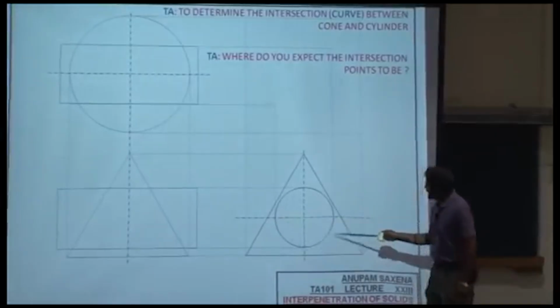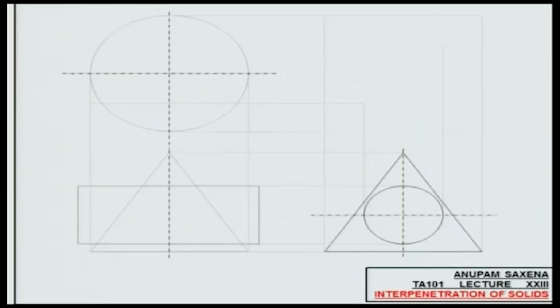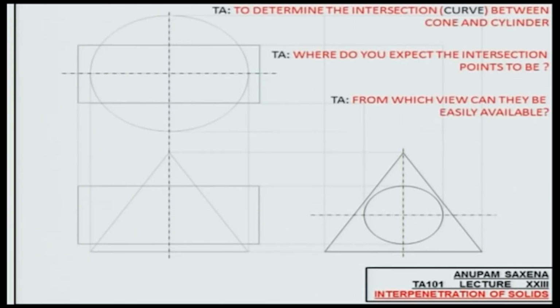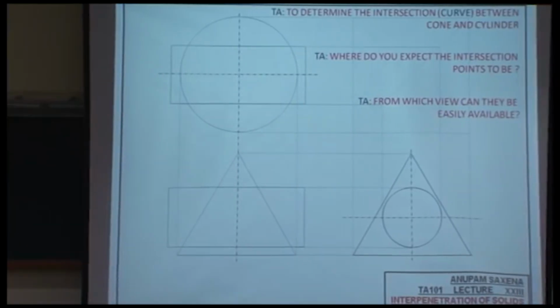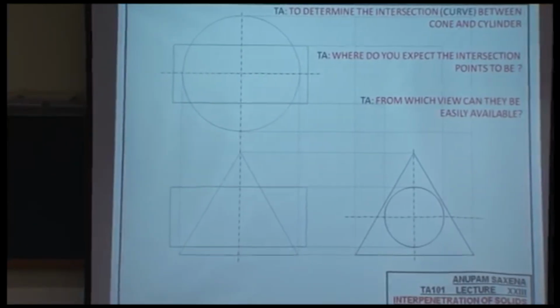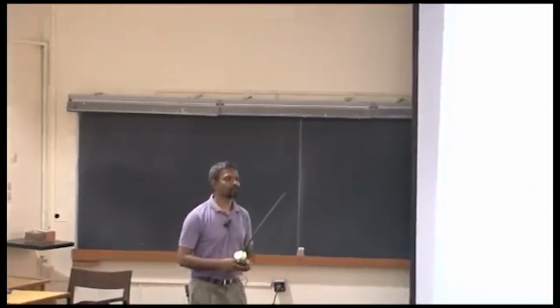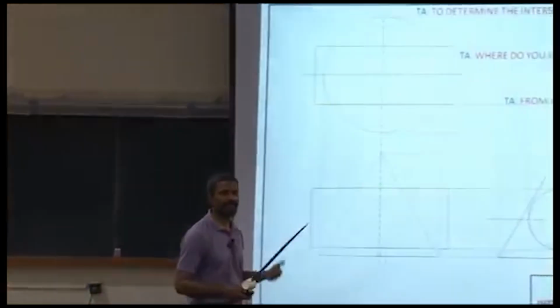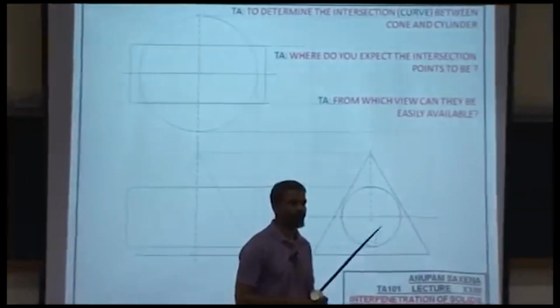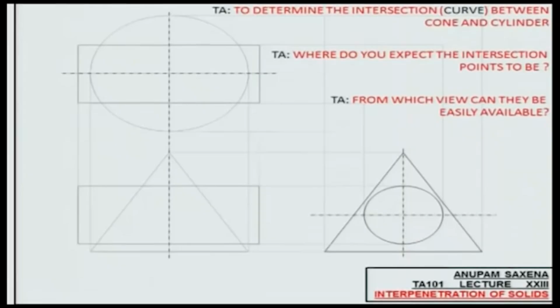Would I be correct if I say that the intersection points are going to be lying on this circle? Right? Now the second question is, how do I extract these intersection points? I'll have to do something to represent my cone, specifically the slant surface of the cone. To do that, this is what I would do.